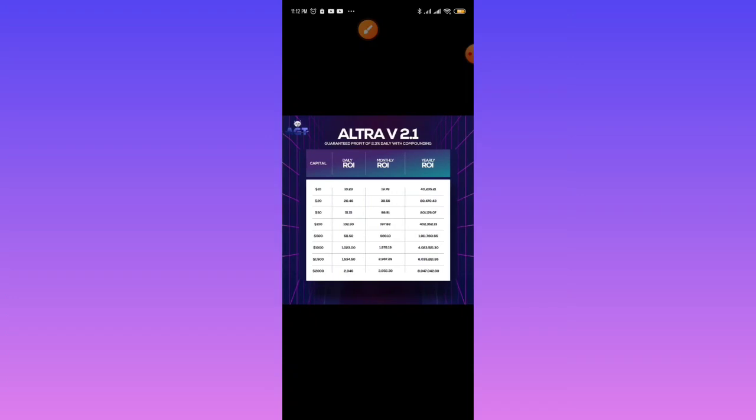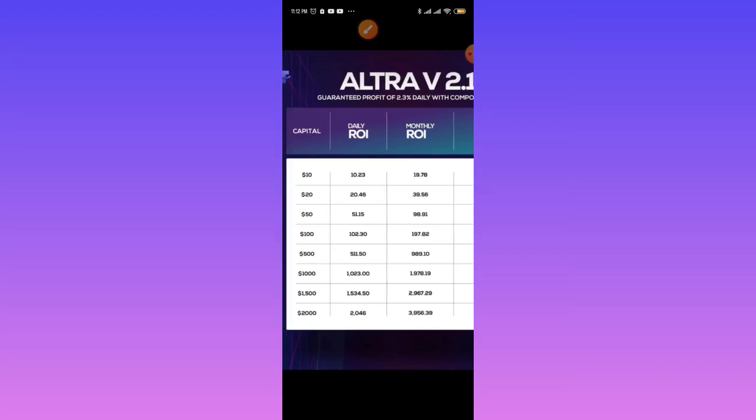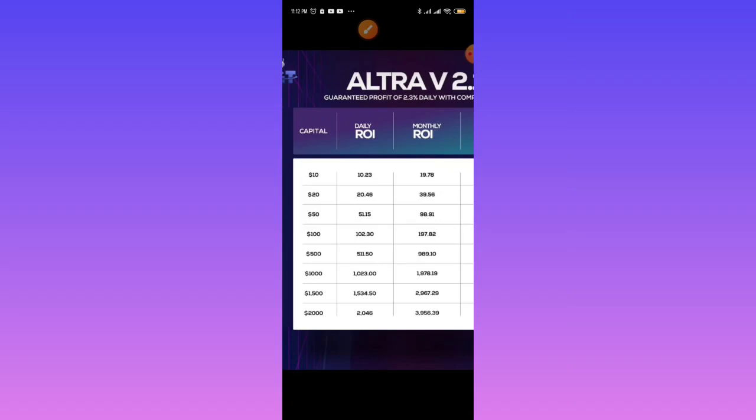Now this is the ROI: 24 hours for 2.3%. One of the things I understand about these things is, if you do massive investment, you will see massive results. That is, if you can take risk, you can actually see results for taking risk. Now, for $10 you get 23 cents. For $20, every 24 hours, you get 46 cents. For $50 you get $1.15. For $100 you get $2.30.